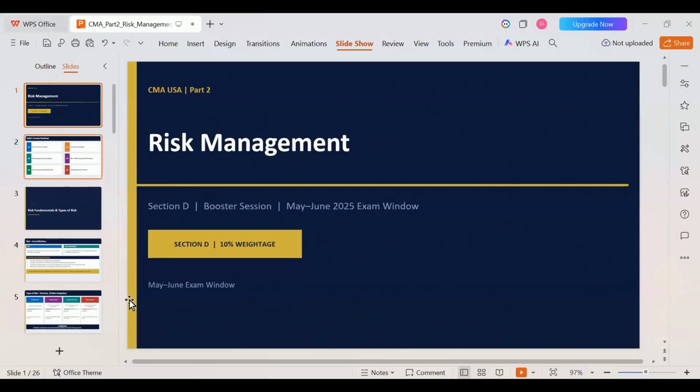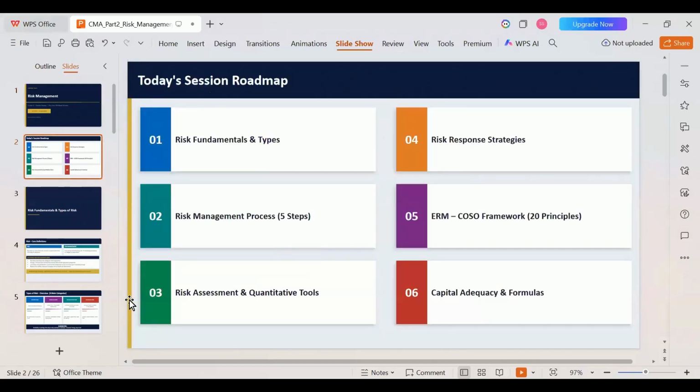The main topics that we need to understand in risk management are the risk fundamentals and its types. Then comes our risk management process: the five steps that we need to take to effectively manage a risk in the organization. Then risk assessment and the quantitative tools available for assessing risk. Then risk response strategies: how do we respond to the various risks that we have noticed in the business?